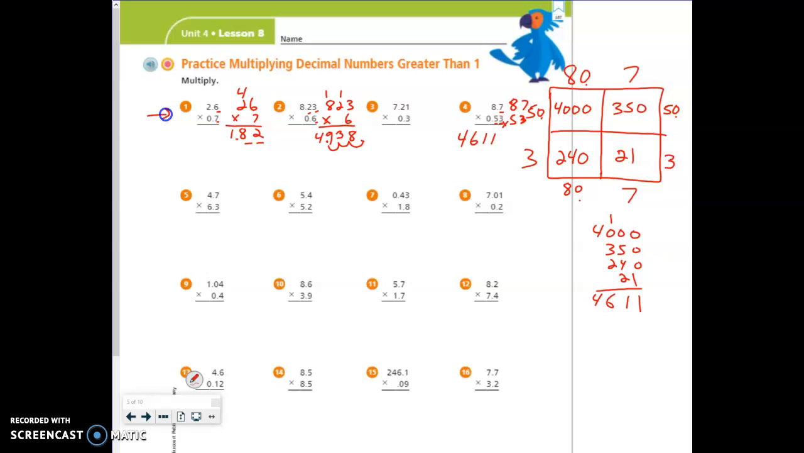So the 1 here is behind it, this 1 is behind it, and the 6 behind it. So I go from 4,611 to 4.611, or 4 and 611 thousandths.